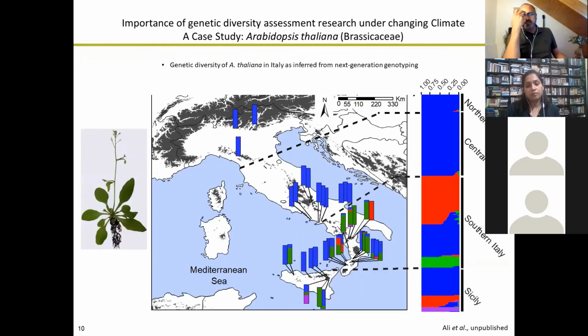This is another example of another herb that we were using. This is one country, which is Italy. You see more colorful bars in the south and less colorful bars in the north. When we go into the mountains, we see all blue color. In the south, there are green, red, and so on, and these colors again show the diversity of populations. More diverse populations are in the south and less diverse populations in the north.